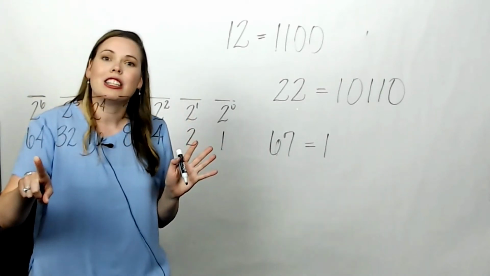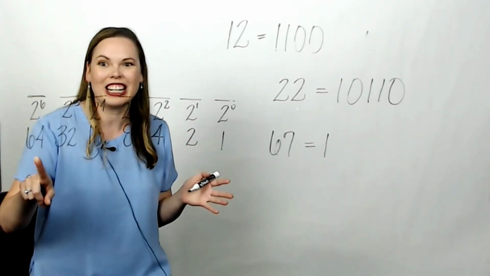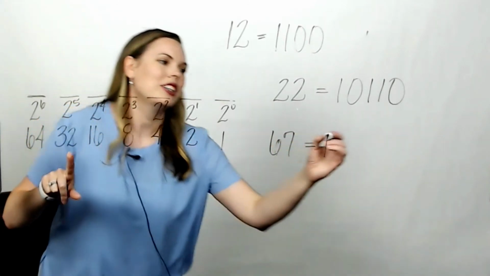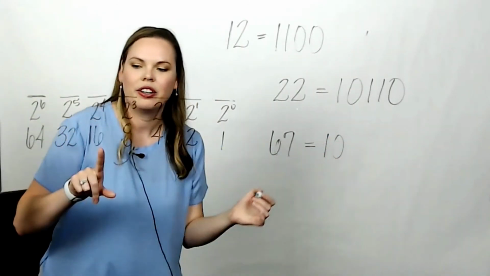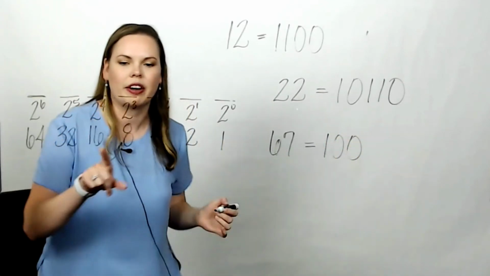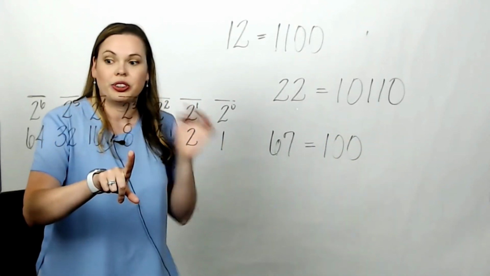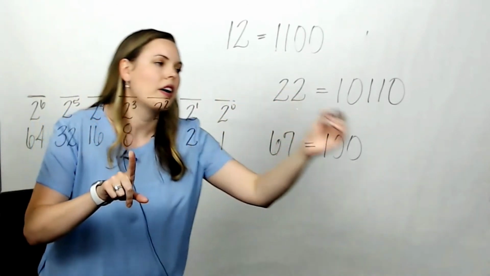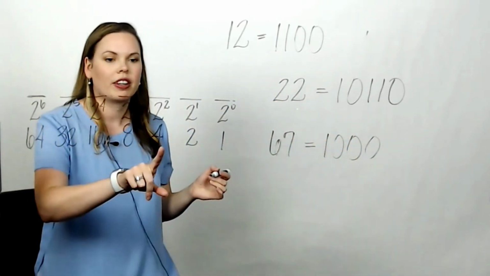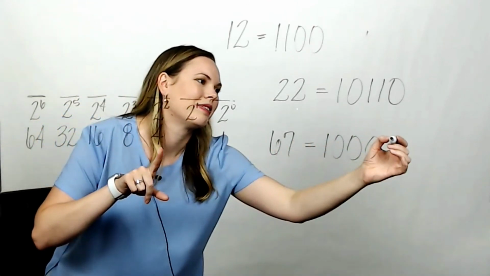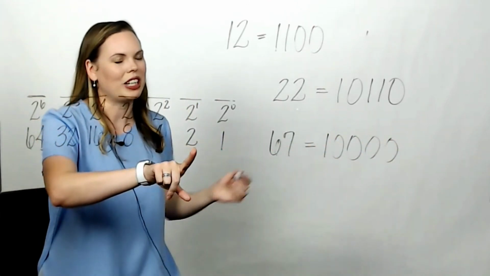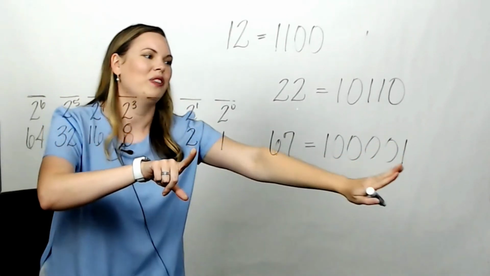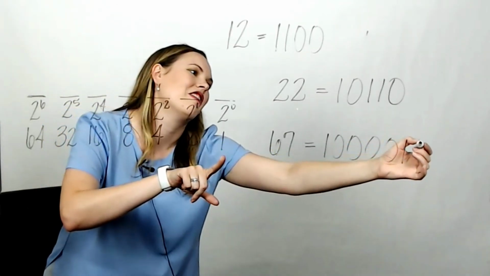But I've already got 64 taken care of. I only need 3 more to get to that 67. So no 32s. No 16s, too big. If I added 8 to 64, it would go over, so no 8s, no 4s. But we do need a 2. Now we're at 66. 64 plus 2 is 66, and then a 1.